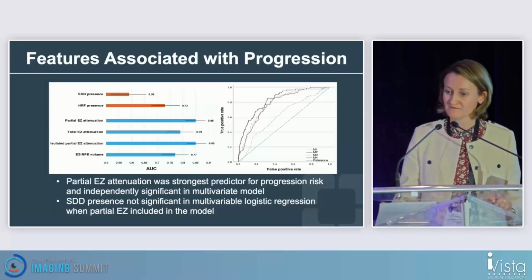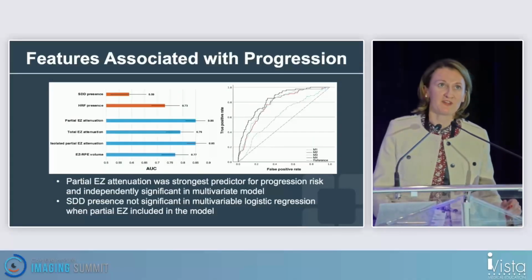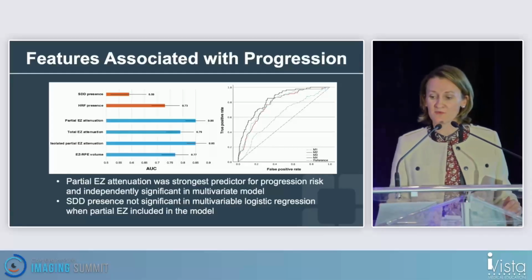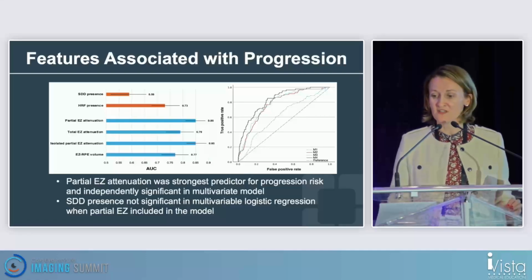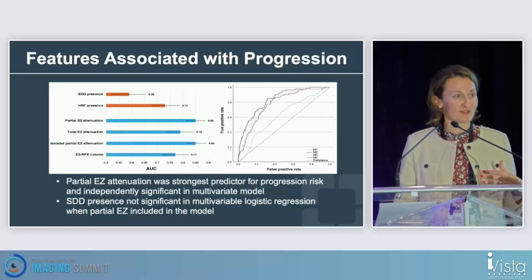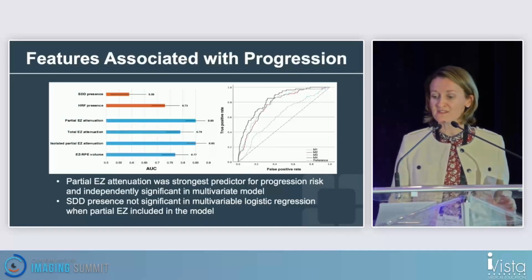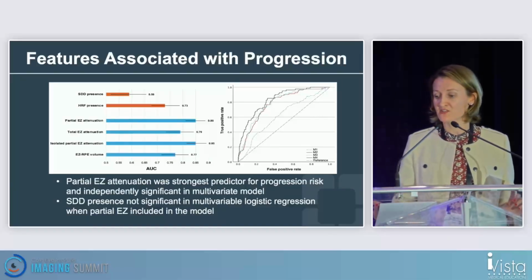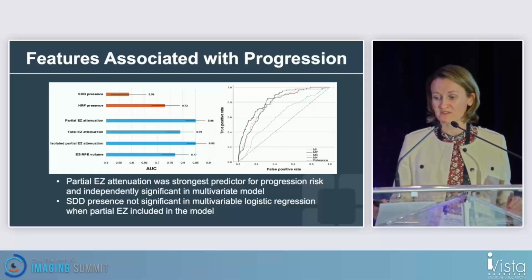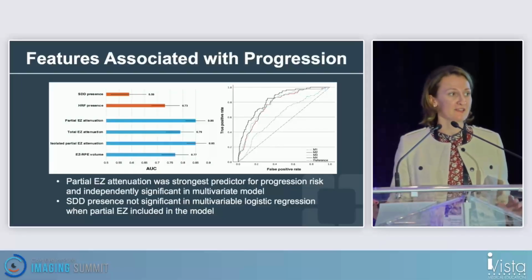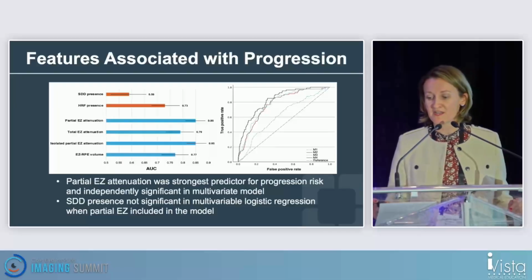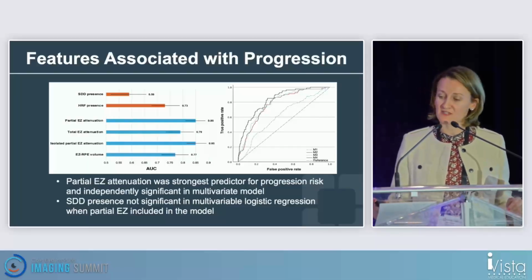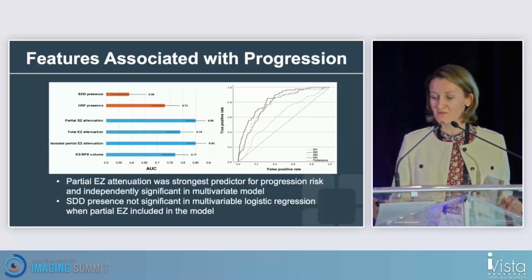To better understand the relationship between the two, we then looked at predictive models for progression to see how subretinal drusenoid deposits as well as partial EZ attenuation correlated. We found that partial EZ attenuation was the strongest predictor for progression and was independently significant in a multivariate model, but SCD presence was not found to be significant in this multivariate model.